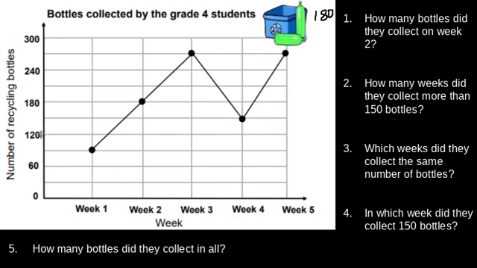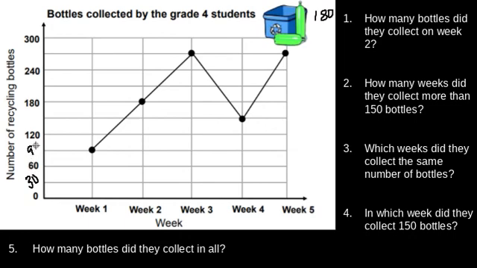How many weeks did they collect more than 150 bottles? Okay, where do we have 150? We need to know what each line reads. This is 0, this is 60. Between 60 and 0, we have 2 lines. If you're counting from 0 to 60, 1 and 2. So 60 divided by 2 is 30. That means each line reads 30.